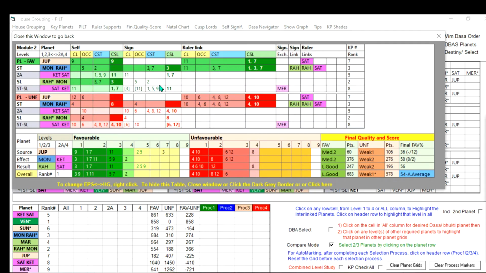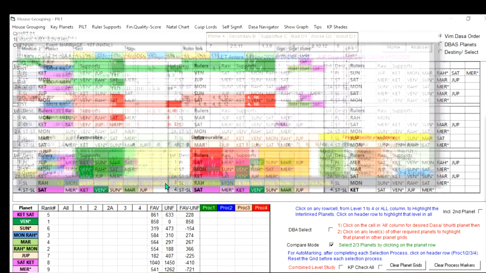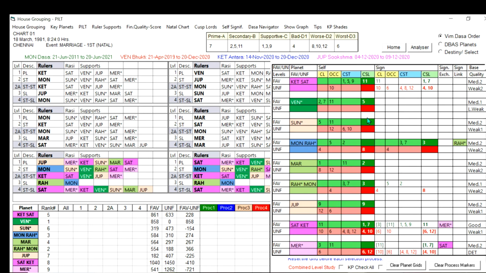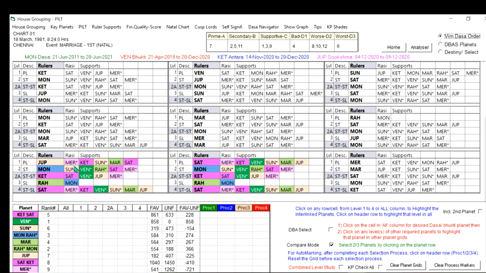You right click on that, and you can see the house grouping table will appear. So within this page, you can see which planets you want to verify the house grouping table of. You can check it. That way, in this PILT table, you can identify the key planets also by right clicking, and you can identify each planet's key planet shades and their supports columns.